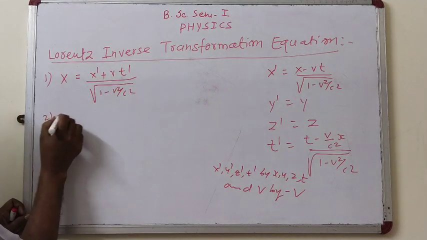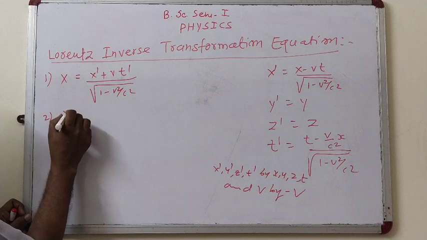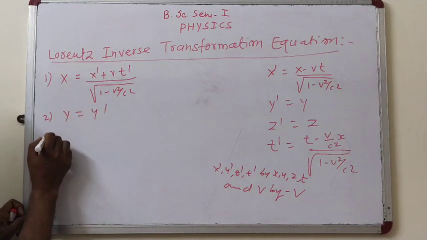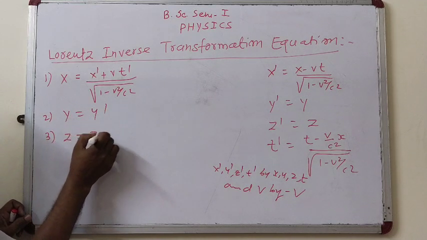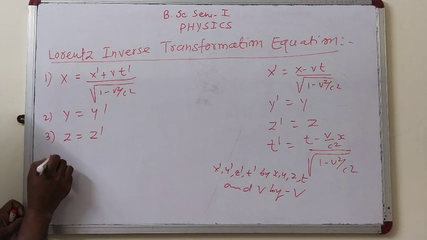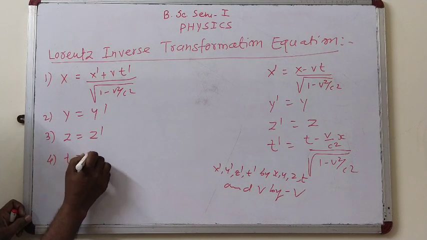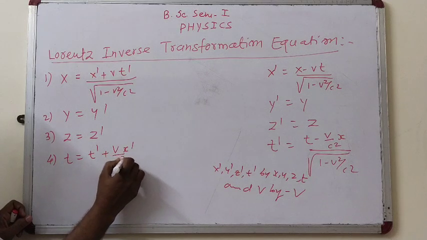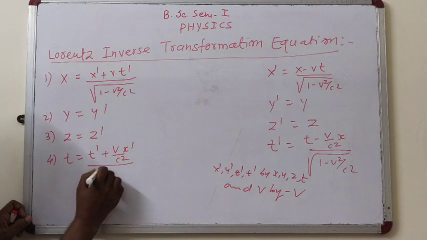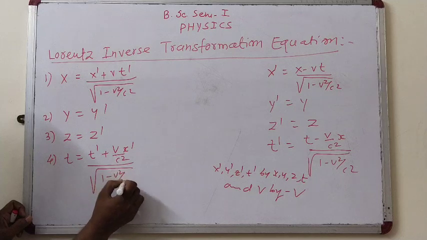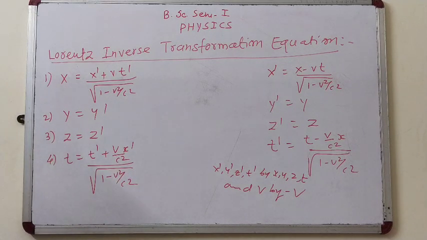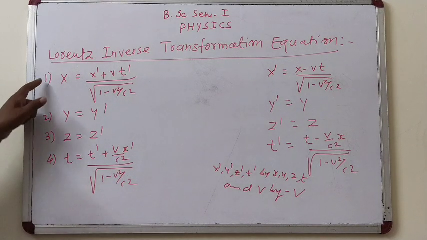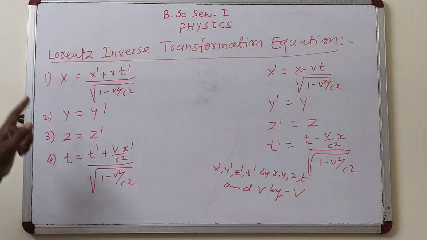The second and third equations are y equal to y' and z equal to z', and the fourth is t equal to (t' plus v x' by c square) by root of 1 minus v square by c square. These four equations are called the Lorentz inverse transformation equations.